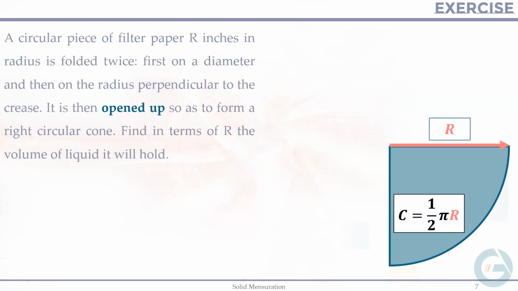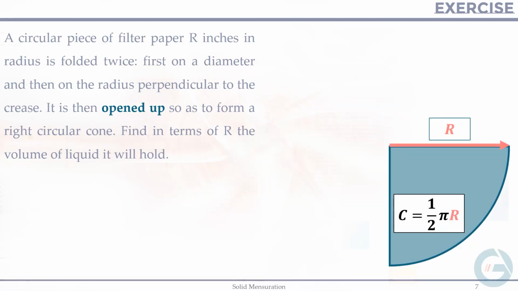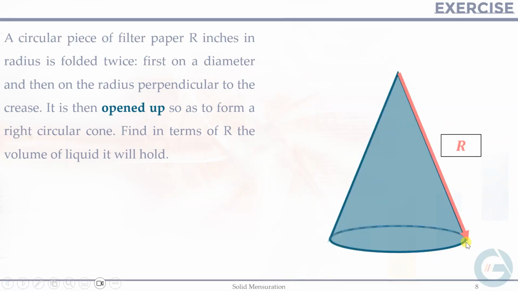Then it is opened up to form a cone. What happens to the circumference of the base now? Take note, this is a flat surface, so this length is 1/2 pi r. Where it is in the cone, this is 1/2 pi r. Of course, at the back, another 1/2 pi r. So the circumference of the base is twice 1/2 pi r, which is pi r.